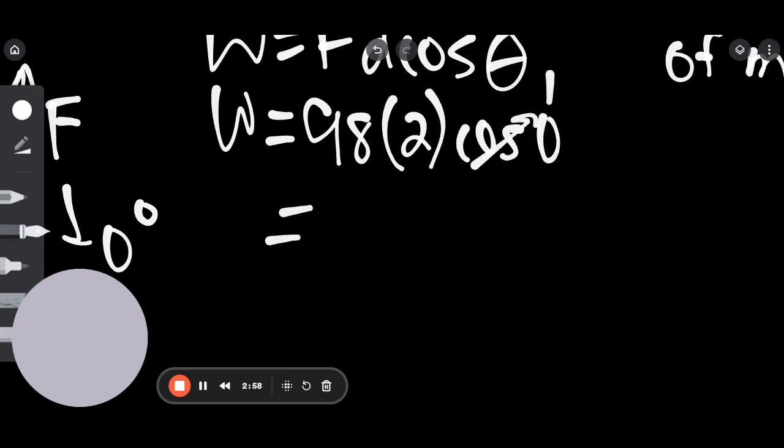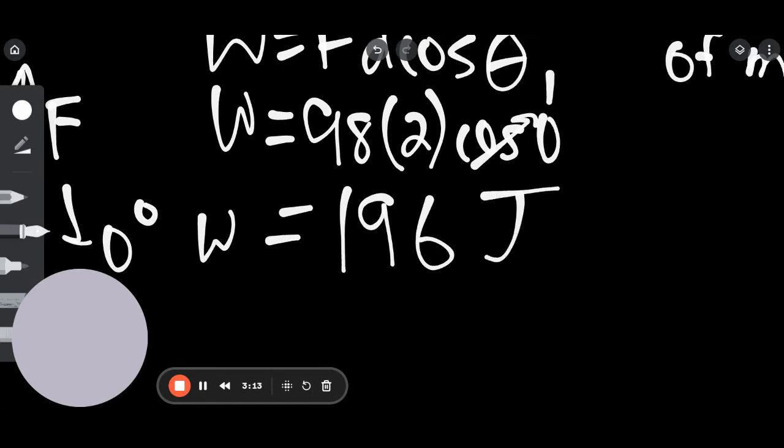So that means that the work done is equal to 196. 196 what? You can think of it as newton meters, or in this case, it's commonly used as joules, which is a unit of energy.